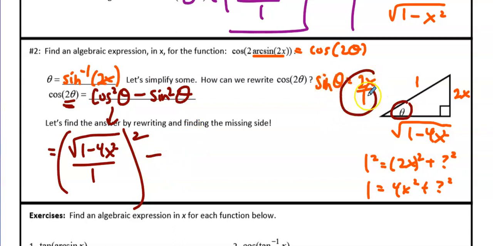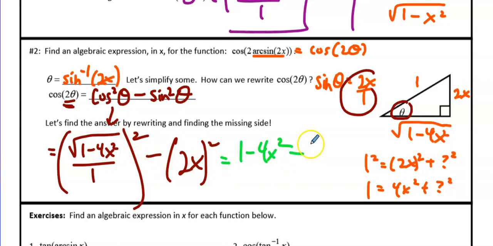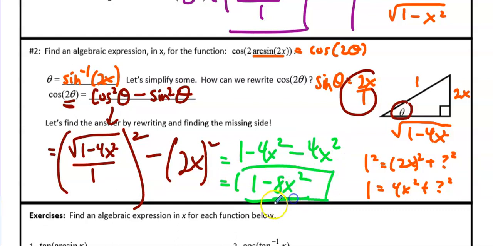We already know it's just 2x, right? We can look in our triangle, or we can do it right here. So we're going to take 2x and we're going to simply square it. So our answer to this is going to be the square root of 1 minus 4x squared, right? If I square this, I get that, minus the quantity 2x squared, which is going to be 4x squared. So our answer is going to be 1 minus 8x squared. So these are the same thing. So this is going to be equal to 1 minus 8x squared.